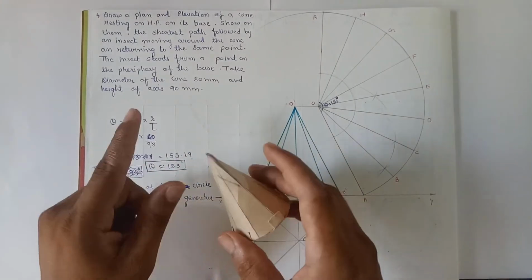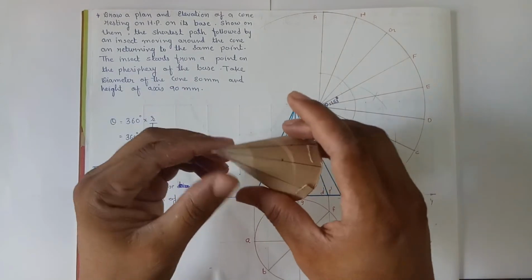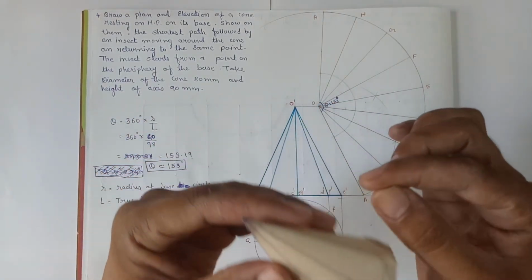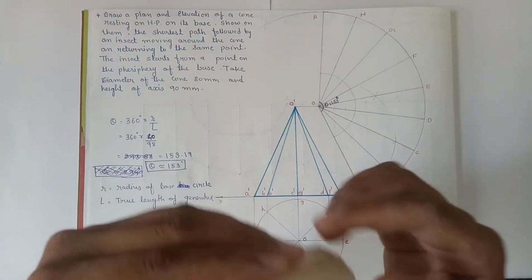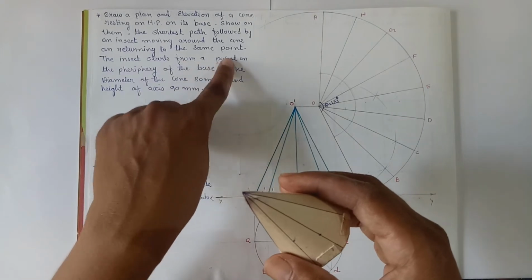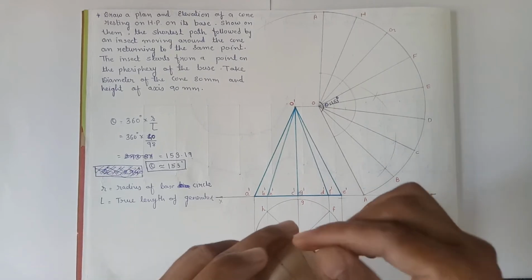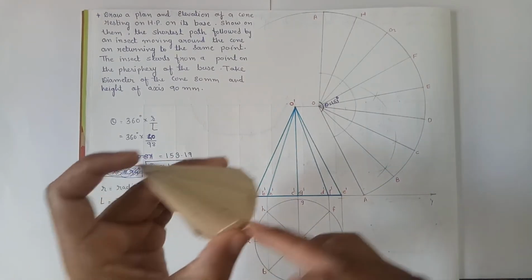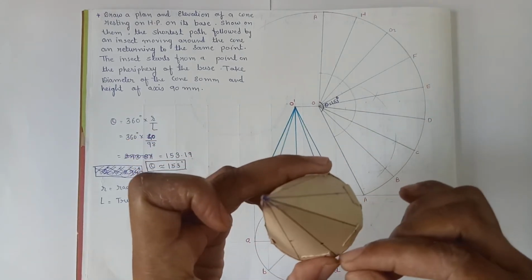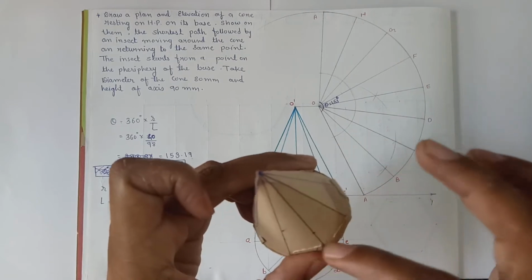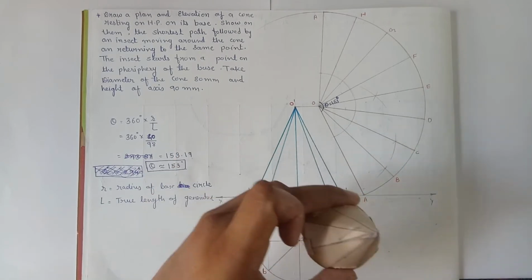So now we have to show the shortest path followed by the insect moving around the cone. So let us assume that one insect is moving around the cone and returning to the same point, and here it is given that the insect starts from a point of the periphery of the base. So if the insect starts from the point of the base and returns to the same point by moving around the cone, the distance that the insect moves will be the shortest distance on the cone.